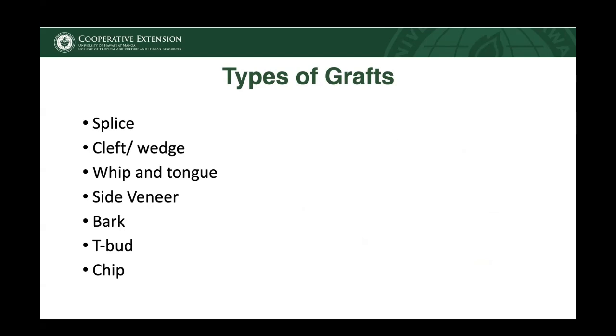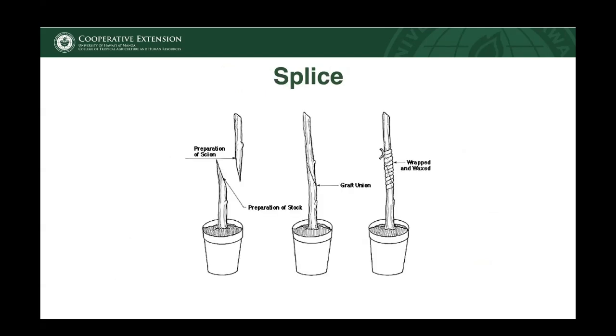Types of grafts: splice grafts, cleft and wedge grafts, whip and tongue, side veneer, bark graft, T-bud grafts, and chip grafts are the common graft types. So a splice graft is probably one of the easier ones to make. All you're doing is cutting a slight angle on your scion and your rootstock, and then you want to make that cut pretty similar on both sides, and that's where you're going to make that union. Once you've connected it, you'll take your rubber band, your grafting tape, and you'll wrap it around as tight as possible to create that connection for the next month or so.